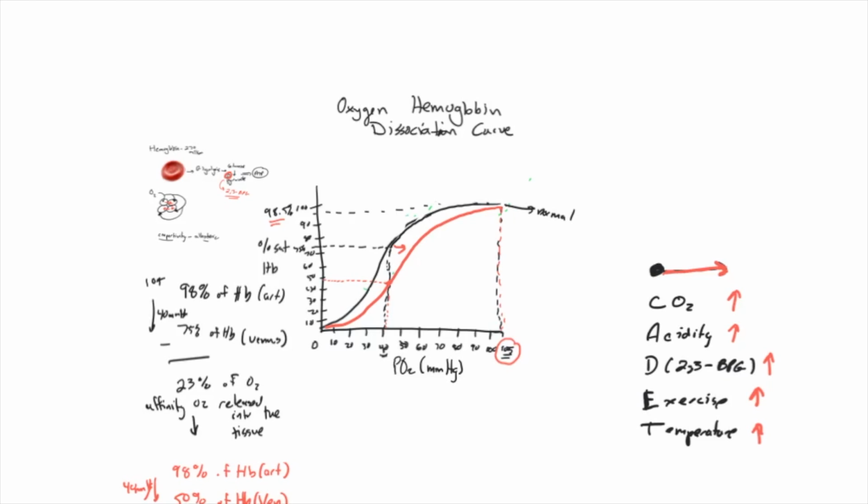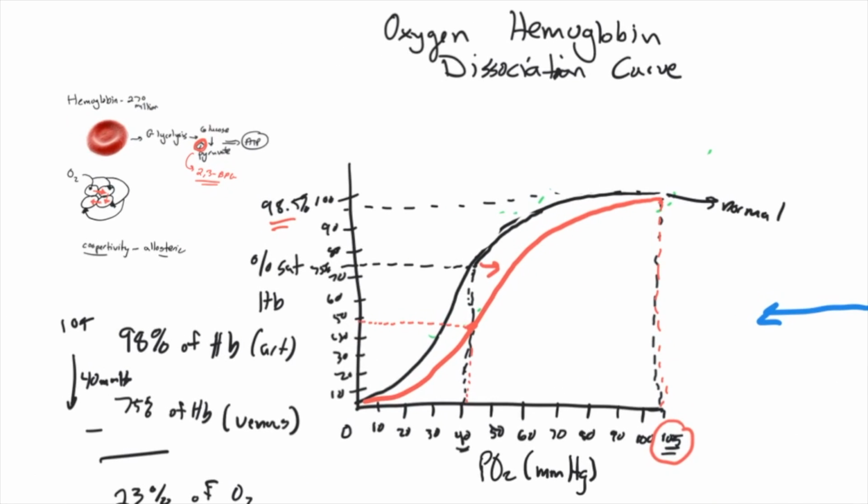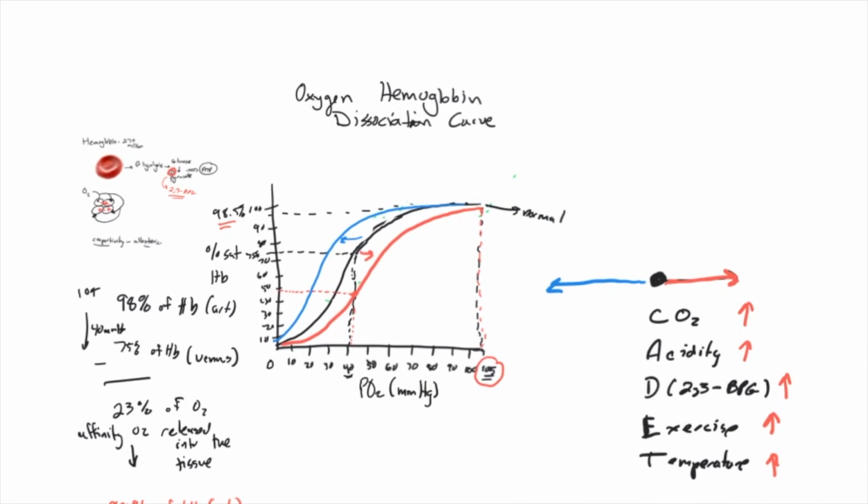Let's change our color. Now we're going to shift this curve to the left. So let's zoom in. We're going to draw our curve. We follow our same line. And now we shift left. Now, what does this mean? What's happening here? So it's going to be the opposite. CO2 is going to decrease. Acidity is going to decrease. 2,3 DPG is not really a factor here, but exercise will decrease, temperature will decrease.